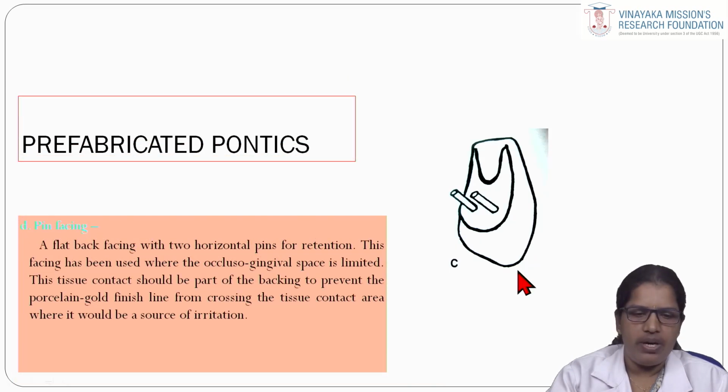In prefabricated Pontics, the pin facing is one of the designs. A flat back facing with two horizontal pins for retention is provided. This facing is used where the occlusogingival space is limited. The tissue contact should be part of the backing to prevent the porcelain gold finish line from crossing the tissue contact area, where it would be a source of irritation.